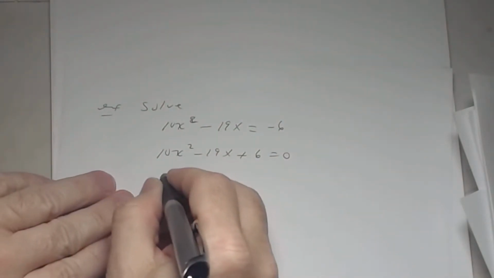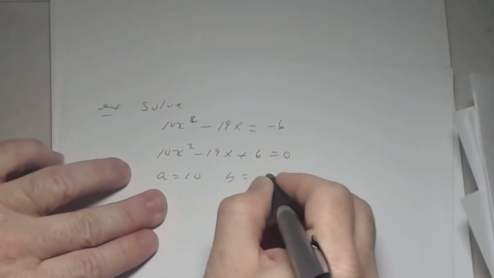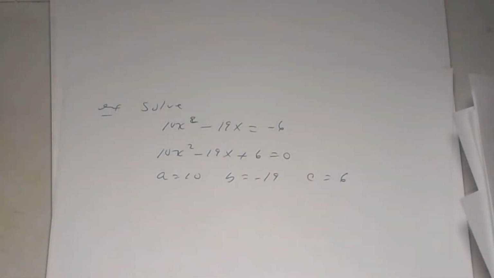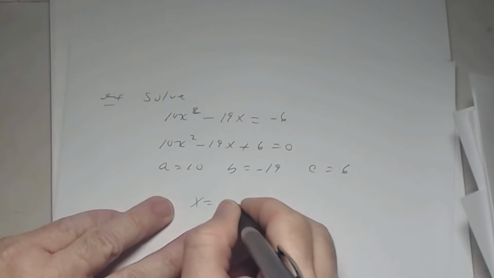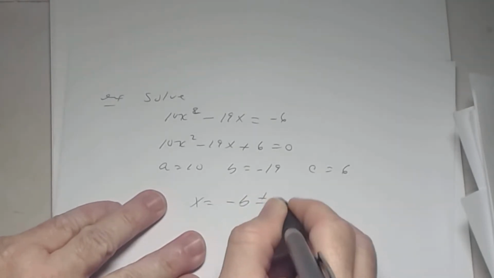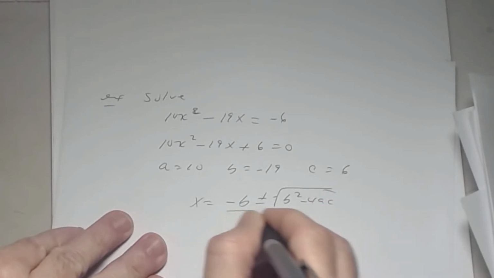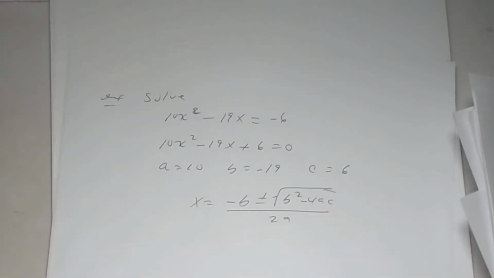So tell me what A is. 10. What is B? -19. What is C? 6. I found A, B, and C, and all you do is plug those numbers into the corresponding variables. Here's the formula: x equals the opposite of b, plus or minus the square root of b squared minus 4ac, all over 2a.